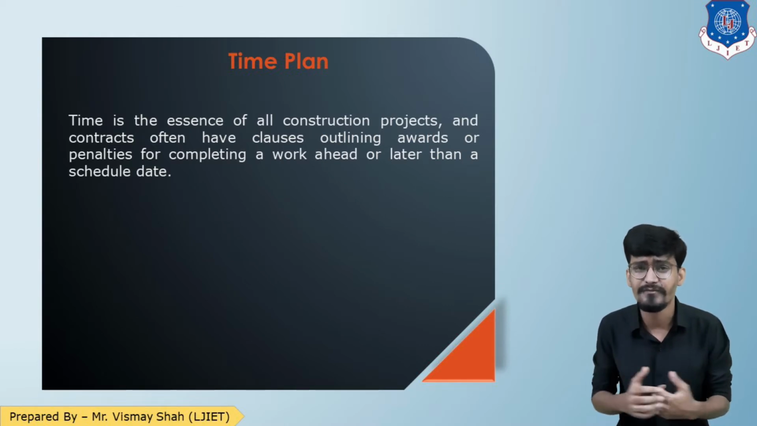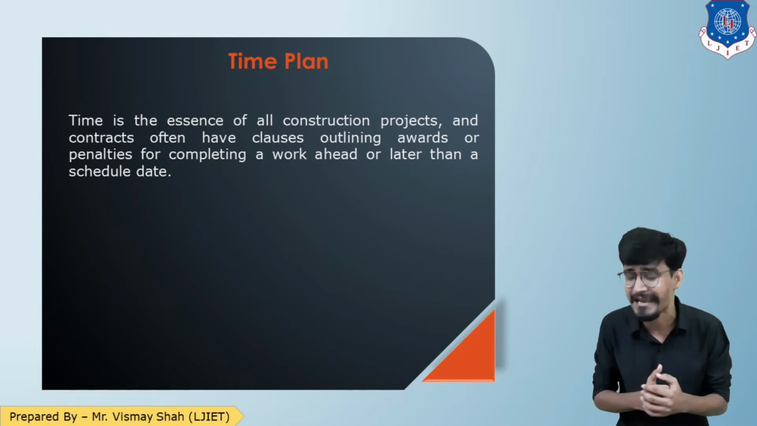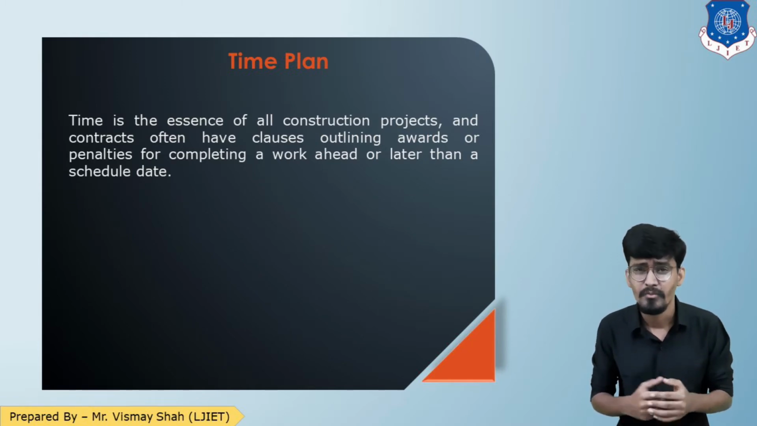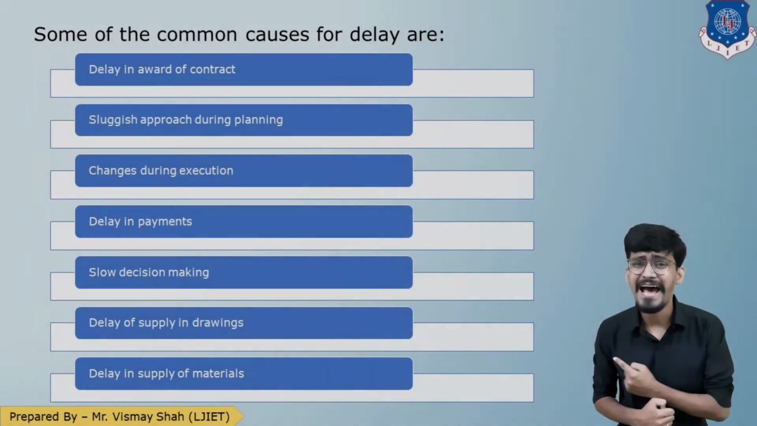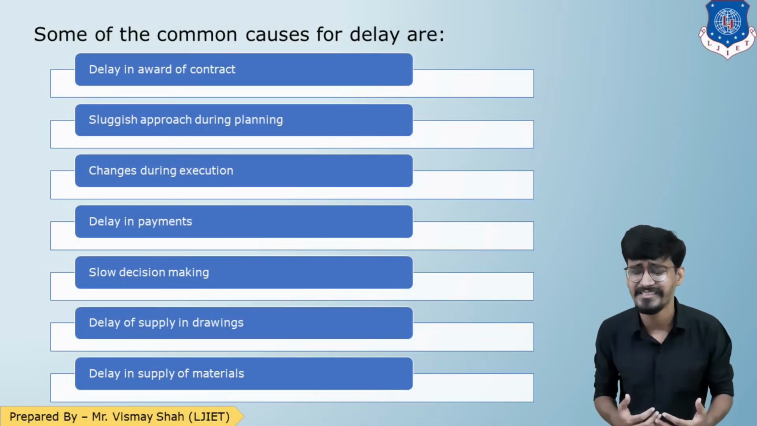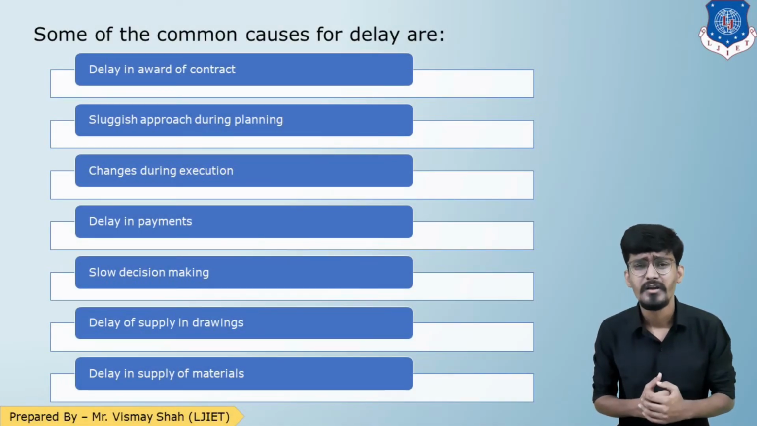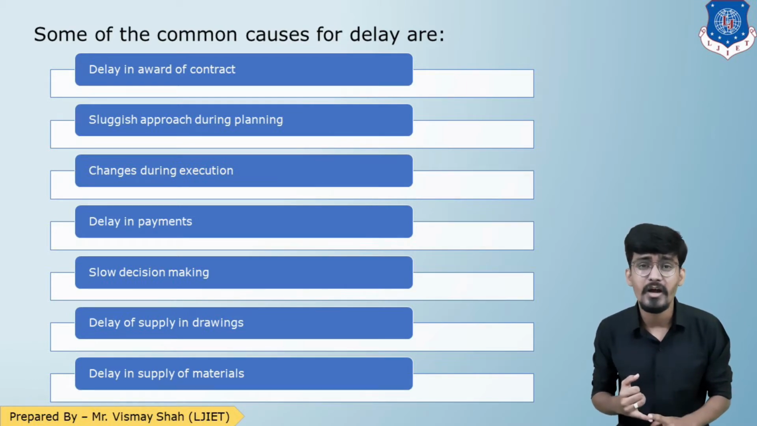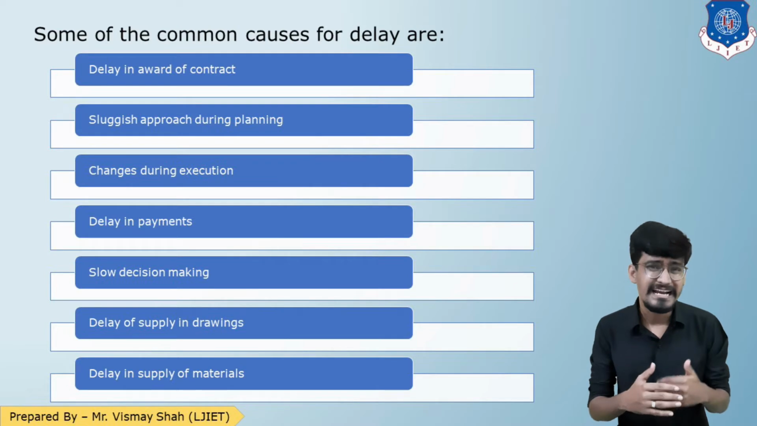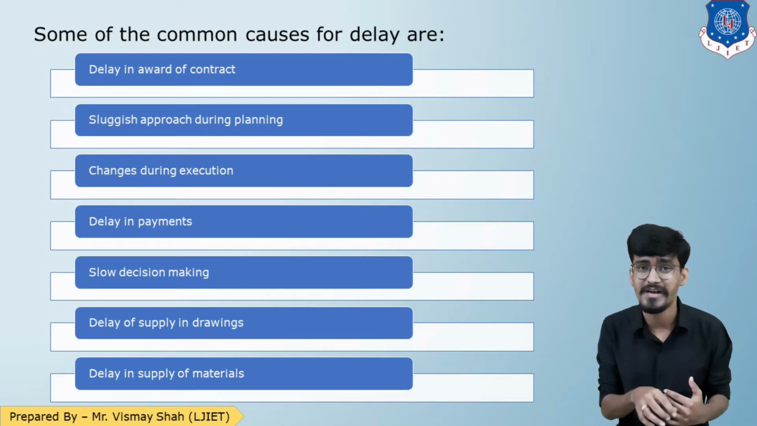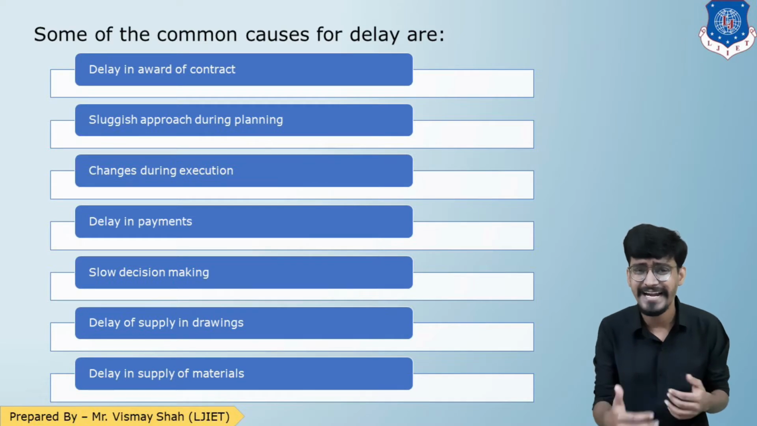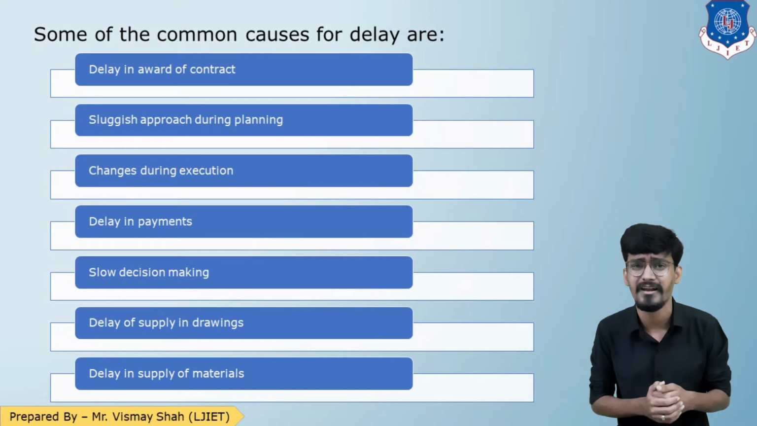So there are clauses regarding the time in the contract. Moving forward, here are some of the common reasons for delays. The first is delayed awarding of the contract, where the client does not select the contractor in a regular manner. The processes get delayed in selecting the contractor and awarding the contract.